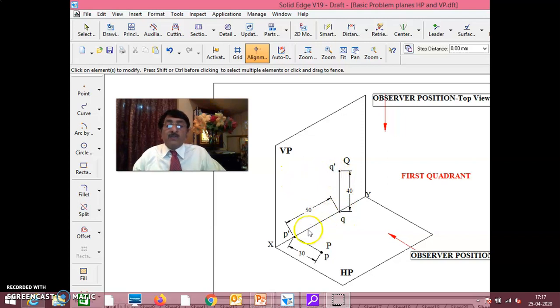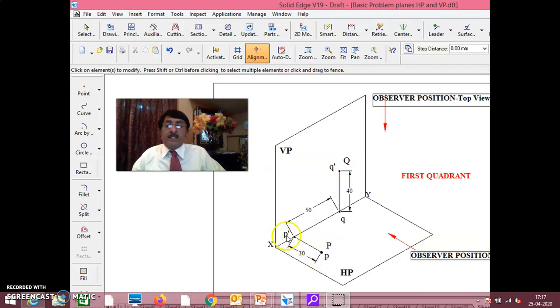Now you see here, point P is on HP. When it is on HP, the distance above HP is 0. When you are looking from the front, the front view of this point will be on the XY line only. Point P is on HP only, 30 mm in front of VP. When it is 30 mm in front of VP, and you are looking from the front, the front of this point, p dash, will be on the XY line. And the top view of the point will be here only.